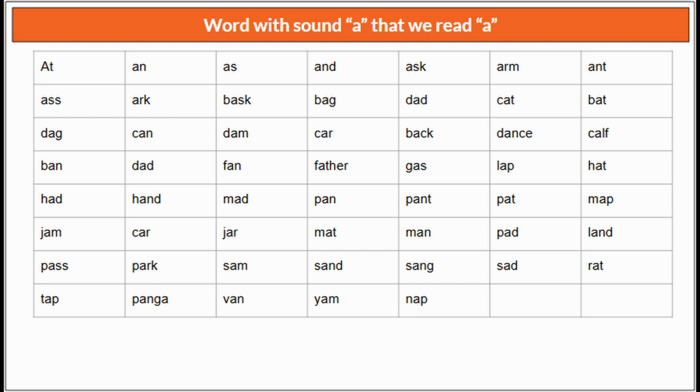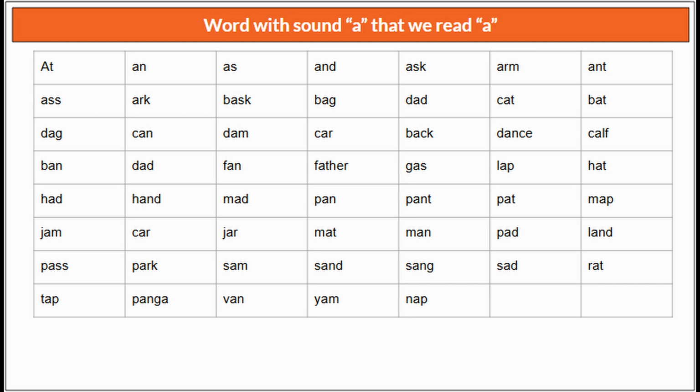Maybe you are asking yourself a question. Why did we read this vowel A, the one here, as A? But now here, when we add T, we read it at and we don't read it A. Why do we read this an and not A-n? Why do we read this ask and not A-sk? Because in English, we read this vowel as A. So now the answer is this.